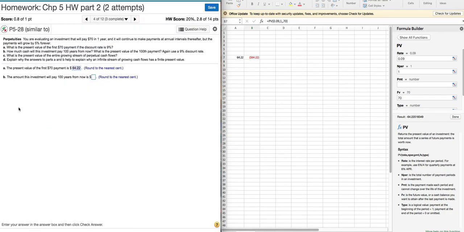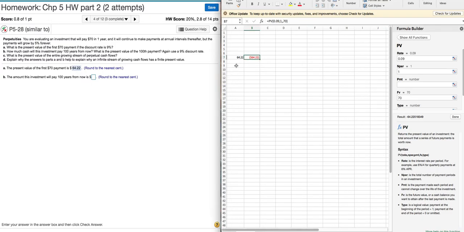Okay, and then part B asks what amount this investment will pay 100 years from now. So what's the 100th payment going to look like? Again, starting with payment 1 of $70, but it's going to grow 5% each year thereafter. So what does that 100th payment look like?